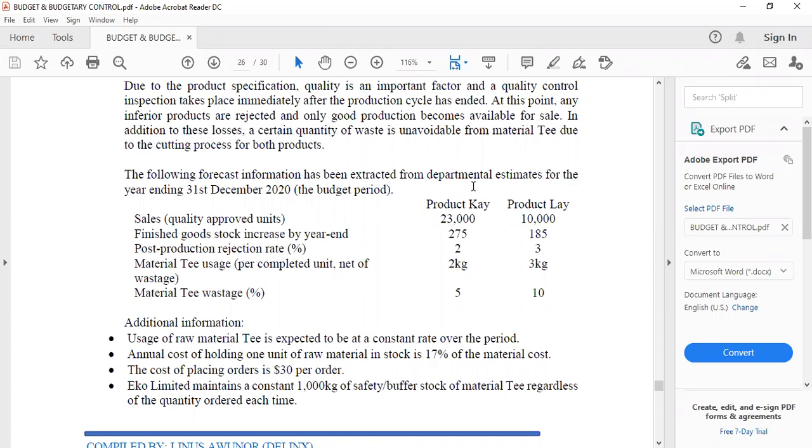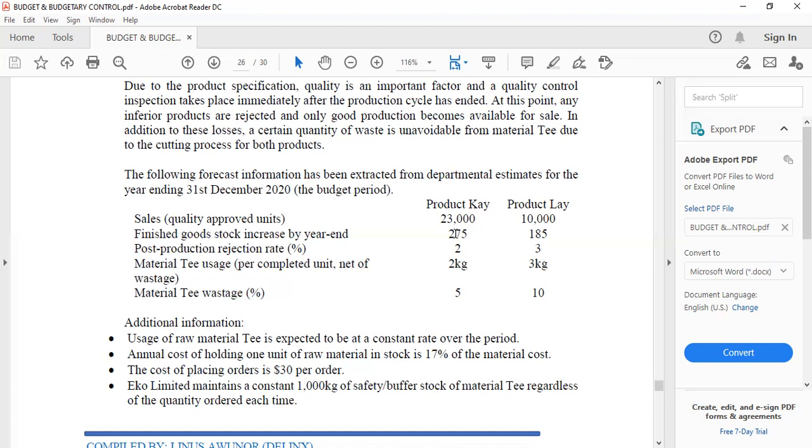So it means that the 23,000 over here and the 275 over here, those are the goods that are being satisfied that they are of no fault. But 2% of the total production level are being declared deferred or rejected. And 3% of the total production for L is also declared as inferior or rejected.